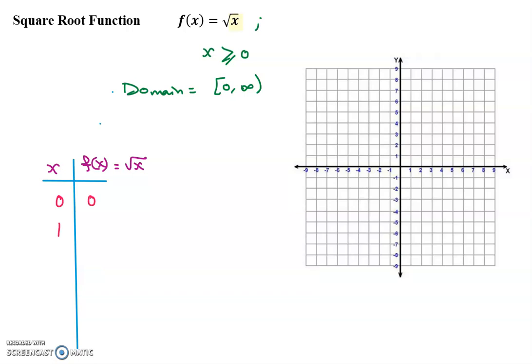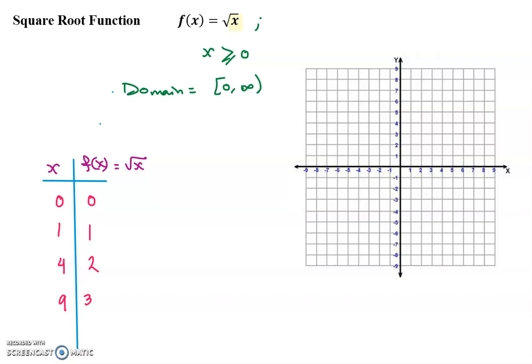Now you can take 1. Square root of 1 is 1. And you need one more point. 3 points should be enough. If you take 2, square root of 2 is not an integer. Try to get a value that can give you an integer, something like 4. Square root of 4 is 2. You can take square root of 9, which is 3, and that should be enough.